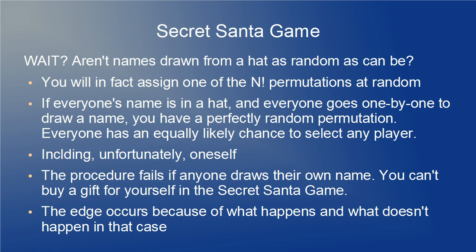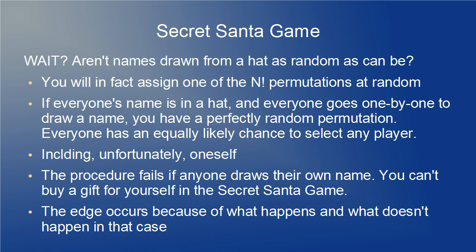So you might ask, aren't names drawn from a hat as random as can be? And that is true. If everyone comes to the hat in whatever order, selects and removes a name at random, you will in fact assign one of the n factorial permutations at random. You'll have a perfectly random permutation where anyone has an equally likely chance to select any other player, including, unfortunately, oneself. The procedure fails if someone draws their own name.